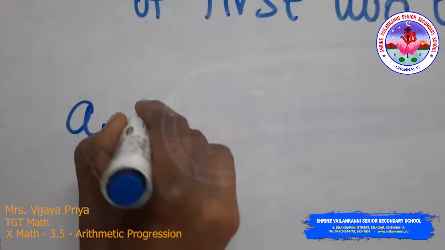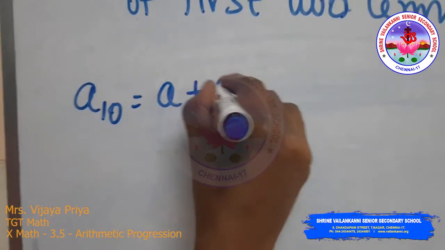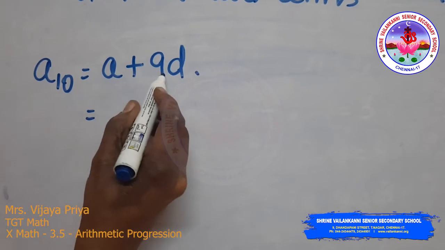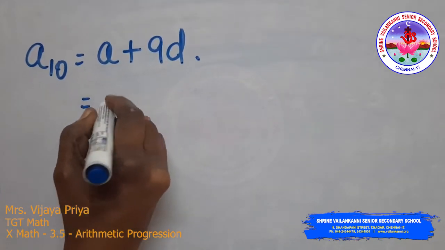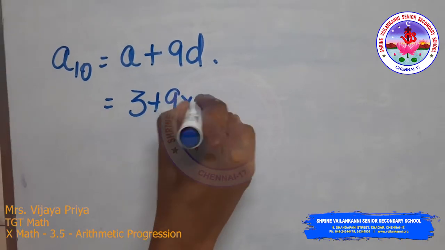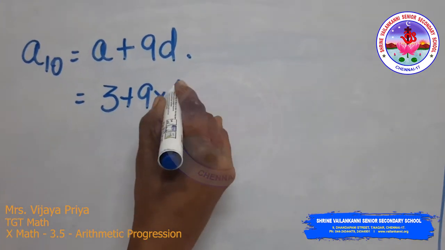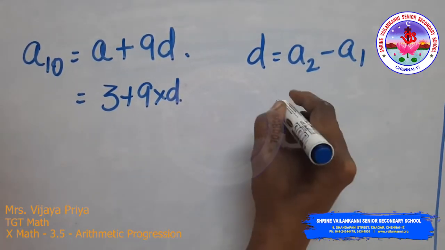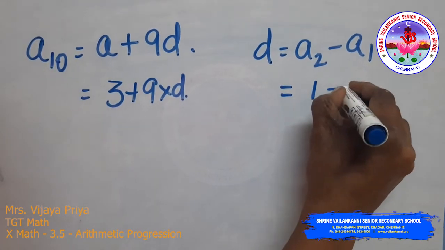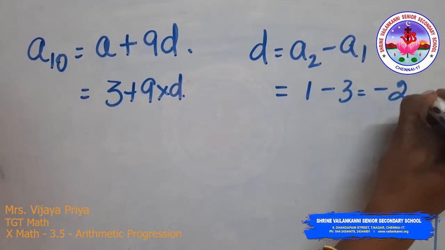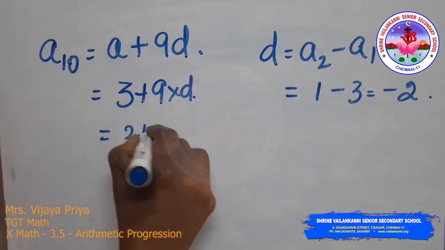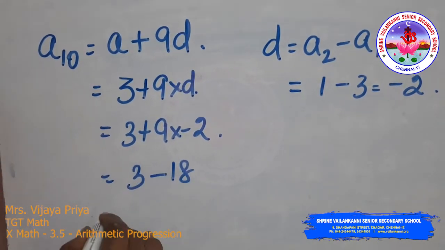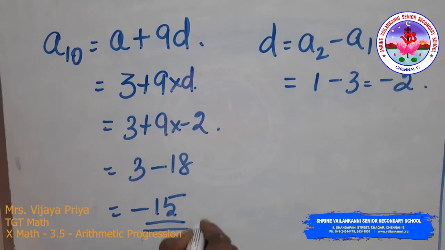So the 10th term, a10, using the nth term expansion, is a plus 9d, where a is my a1, and I want to find out the common difference here. My a1 is equal to 3 plus 9 into my common difference, where the common difference is found from the sequence: d is equal to a2 minus a1, where a2 is equal to 1, a1 is 3. So 1 minus 3 will be minus 2. So I am substituting here 3 plus 9 into minus 2, which is equal to 3 minus 18. So my 10th term will be minus 15.